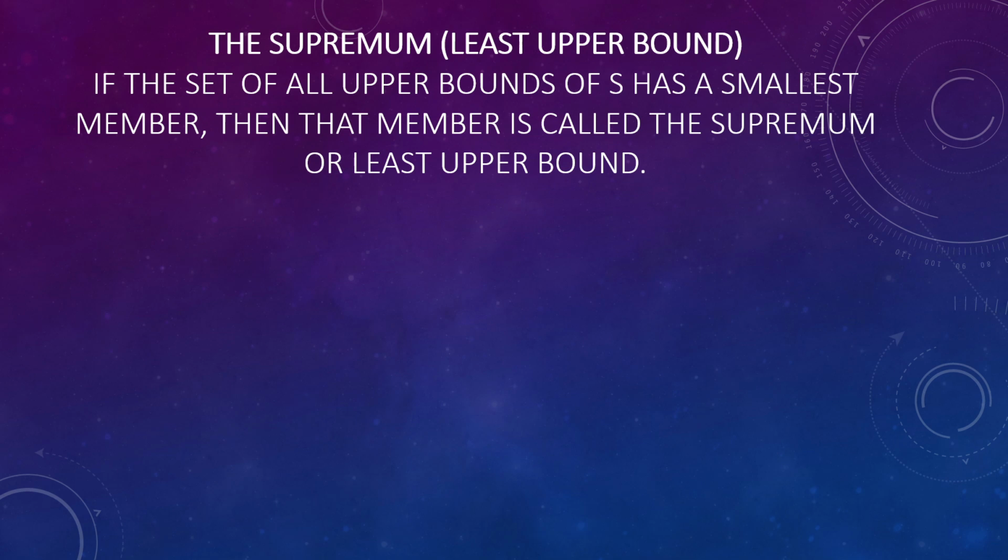We now come to one of the most important ideas in real analysis, the supremum. Suppose a set has many upper bounds. Among all these upper bounds, if there is a smallest one, then that smallest upper bound is called the supremum or least upper bound. We denote it by M equals supremum of S.